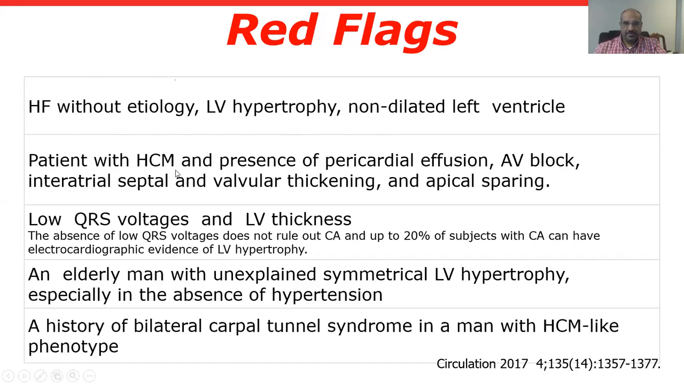A patient with hypertrophic cardiomyopathy and the presence of pericardial effusion, very important pericardial effusion, AV block, interatrial septal and valvular thickening, and apical sparing, as I said before, very important. Low QRS voltage with LV thickness, very important. Or an elderly man with unexplained symmetrical LV hypertrophy, especially in the absence of hypertension. A history of bilateral carpal tunnel syndrome in a man with a HOCM-like phenotype.